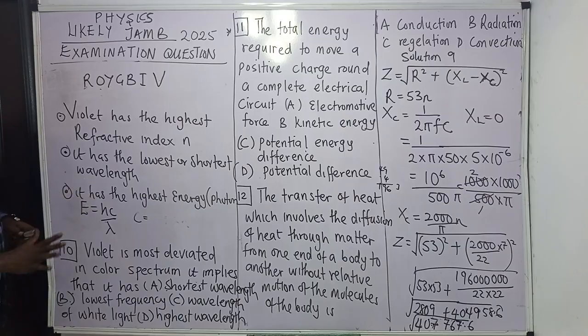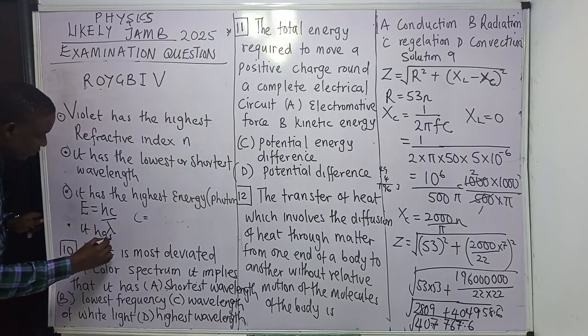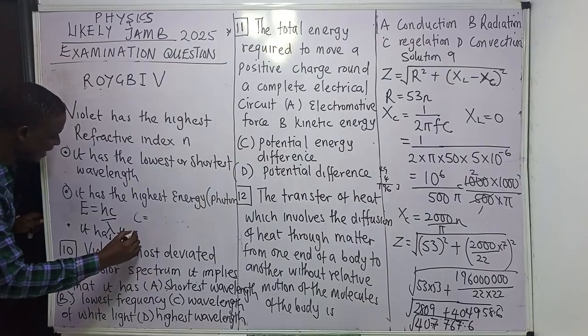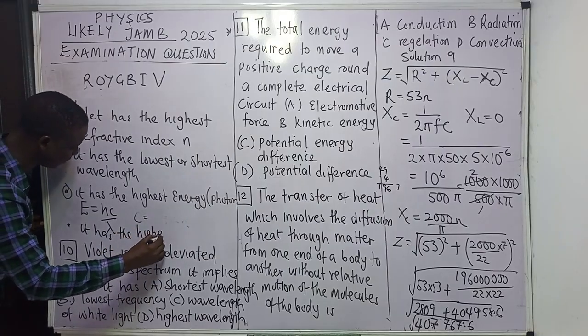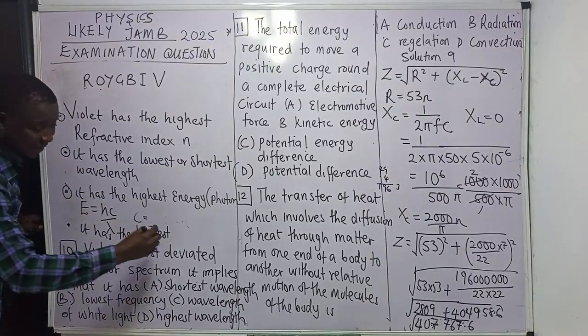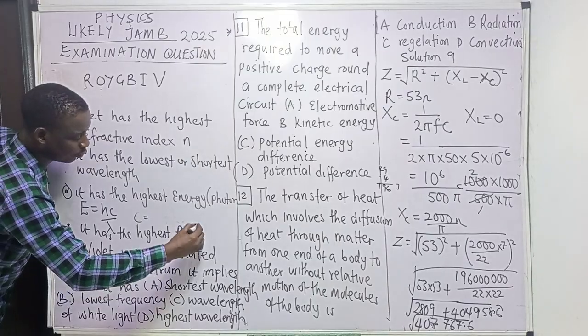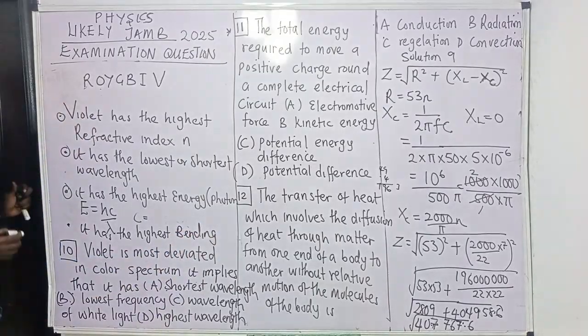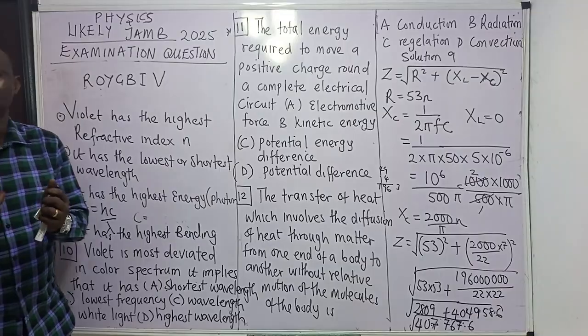So if you know this now, that means the question becomes easy. Then don't forget it's bent more. It has the highest bending when light moves out from the glass to air. And bending is deviation, so bending of light.